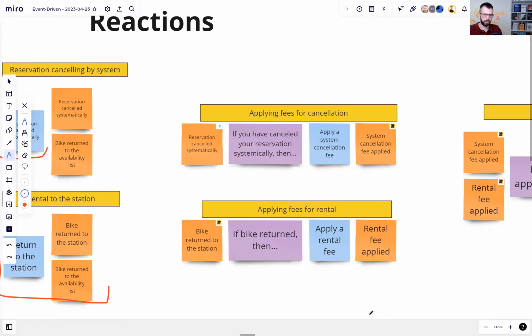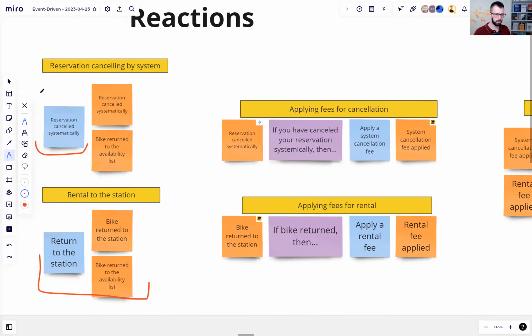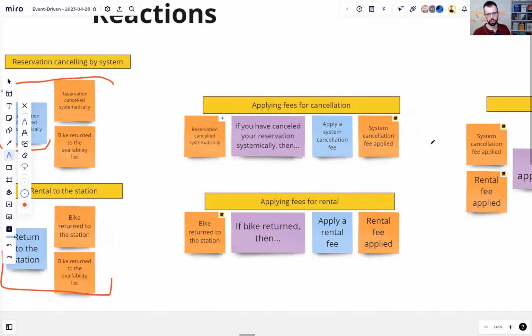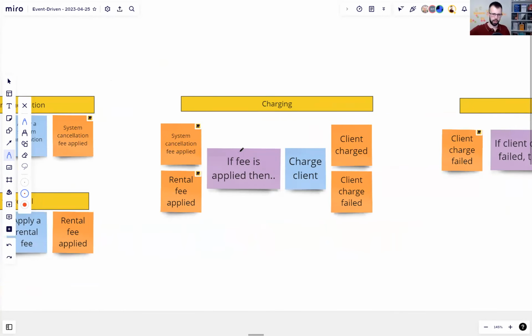So we have a separation of the processes. We have a main process, and then a process about the reaction to the main events. And then on the right, we have the same. We have a process about charging. So when the rental fee is applied, when the system cancellation is applied, then we charge the client.